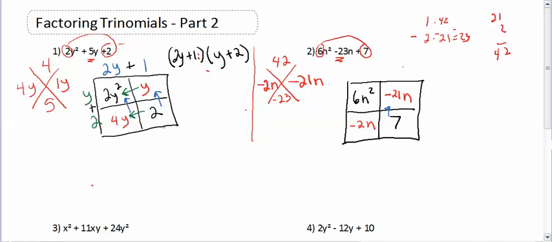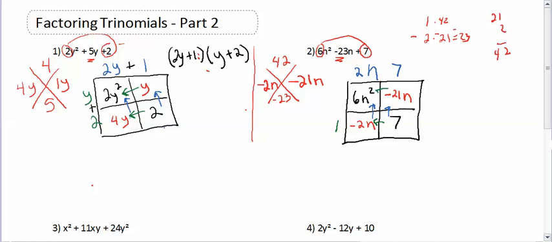So what do they have in common? They both have a 7. What do these have in common? They have an n, and they also have a 2. Then I'm going to factor the other direction. What do these have in common? A 7 and a 2, so again nothing, so that's going to be a 1.